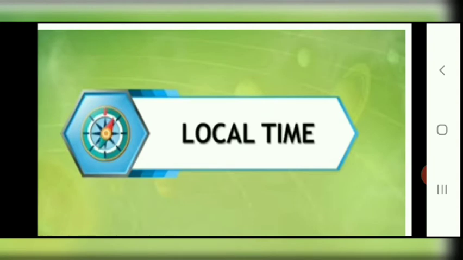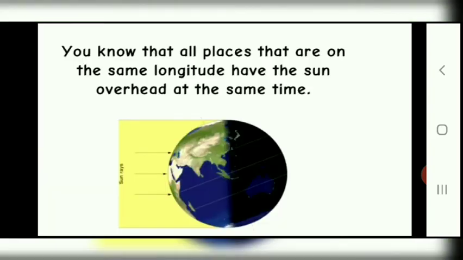Local time. When the sun is directly overhead at a particular place, it is considered as noon at that place, and that time is considered as the local time of that place. During the rotation of the earth, when a particular longitude comes exactly in front of the sun, it is considered as noon time, that is 12 noon on that longitude. This noon time is considered as local time of that longitude.